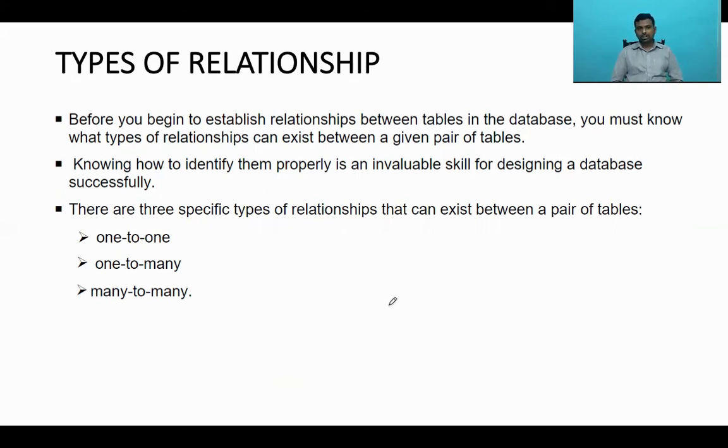So why do we go for relationships? Because we are going to divide our tables into multiple tables, and finally we relate them together. We divide the tables and relate them together, so we require a relationship, and it can be either one-to-one, one-to-many, or many-to-many, as I said already.